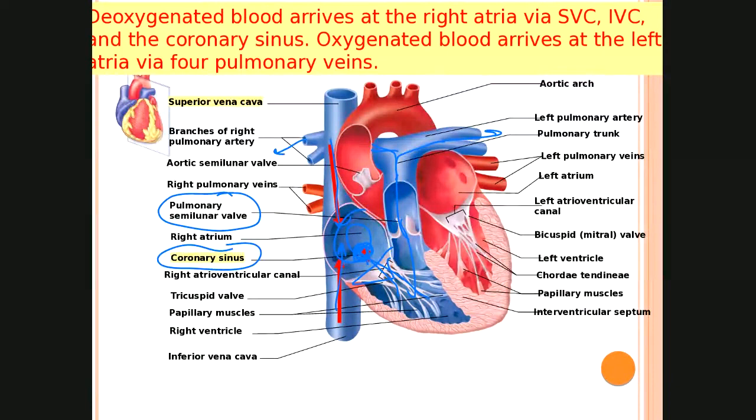Once blood is oxygenated, it comes back from the lungs via the left and the right pulmonary veins, which arrive at the left atrium. The blood is then pumped through the bicuspid valve into the left ventricle, from where it's going to be traveling through the aortic semilunar valve into the aorta to be pumped and delivered to the rest of the body.